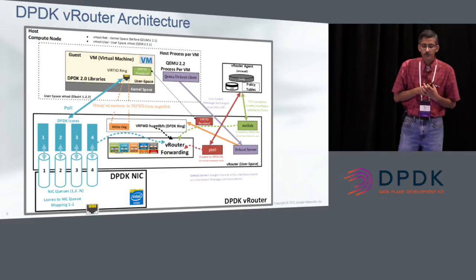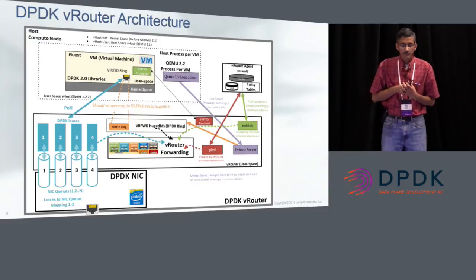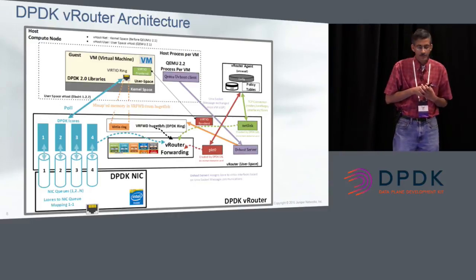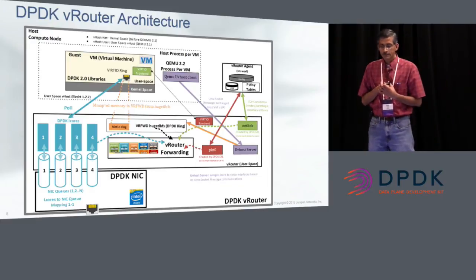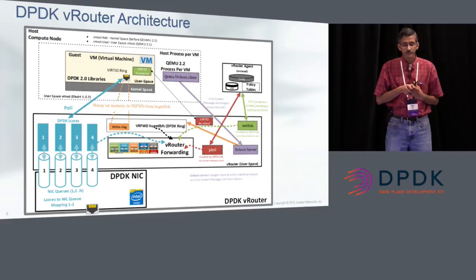This is a bit more detail on the internals of the vRouter process. We can have multiple logical cores, each handling a separate queue on the NIC, and this is done using the poll mode driver in DPDK. These logical cores also poll the VirtIO rings inside the VM.